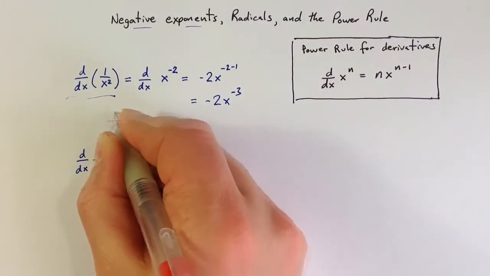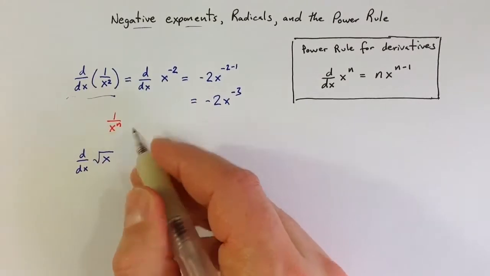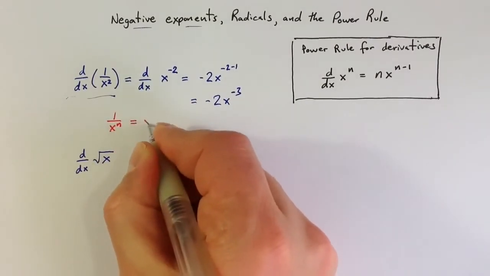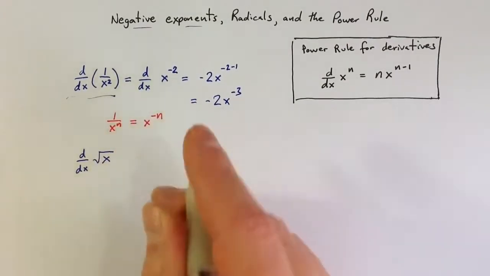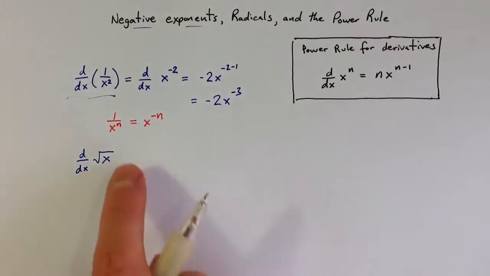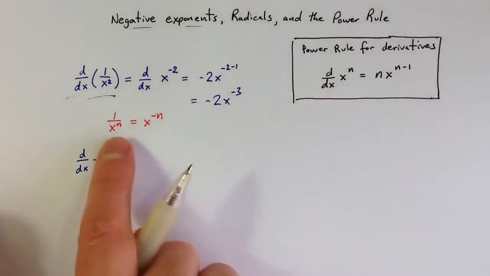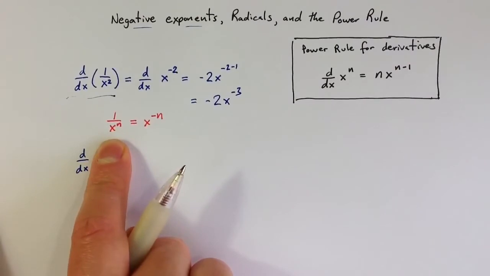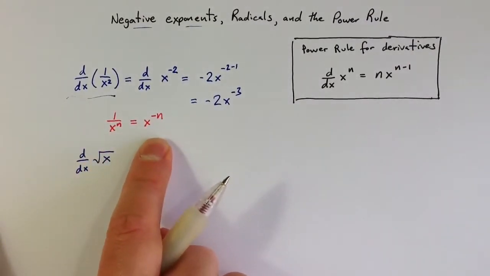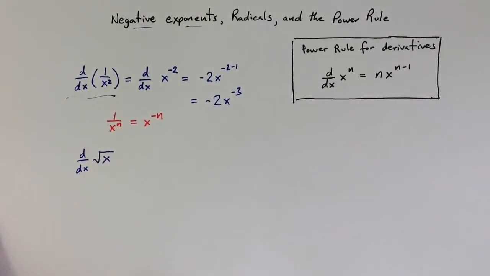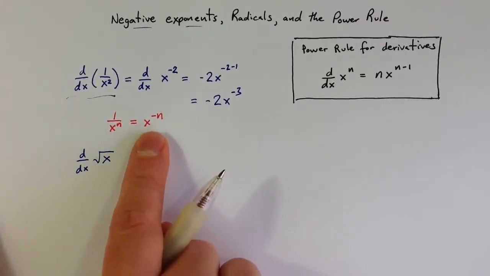In general, 1 over x to the n is equal to x to the negative n. And so if we start with a power expression in the denominator, we can turn it into something that we can apply the power rule to by writing it with a negative exponent.